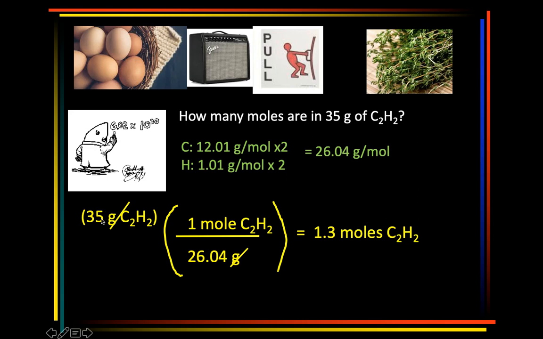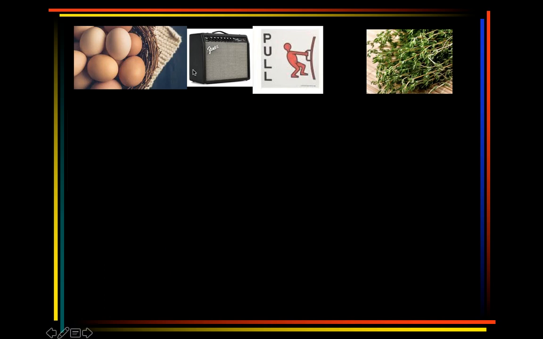So 35 grams is something we could measure out in lab, and then we could relate it to moles, which is something that's useful for chemistry. Plus, we practiced some math work in chemistry as well, which is always good for our brain. Okay, let's try one more.